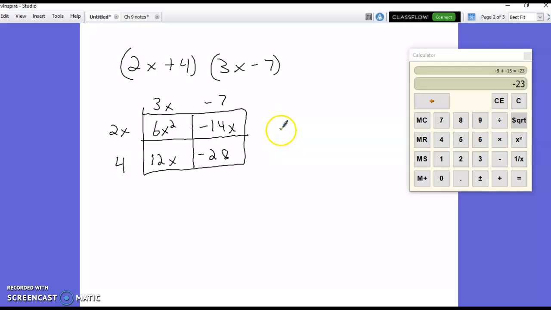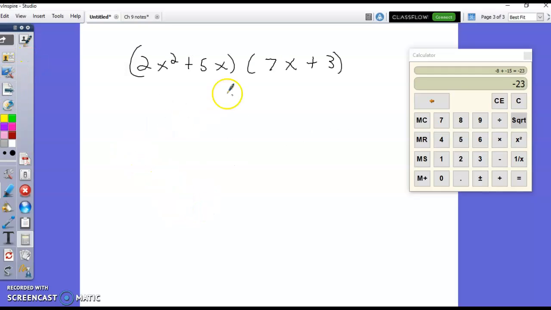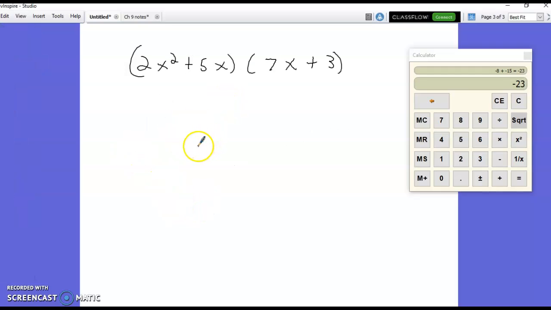All right, then we combine our like terms. 6x squared. -14 and 12, when we add those together, is going to give us a -2x minus 28. And we just multiply that. Here's another one we can try. This one I kind of just threw some random numbers in there. Let's see what it turns out, but it's still the same method if we were going to multiply these together.